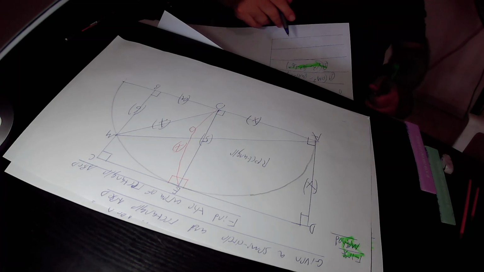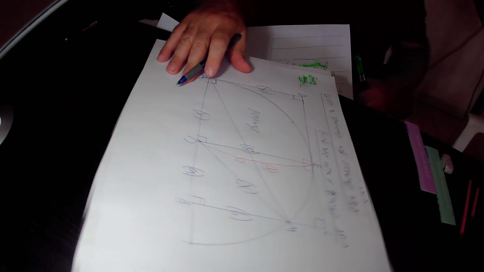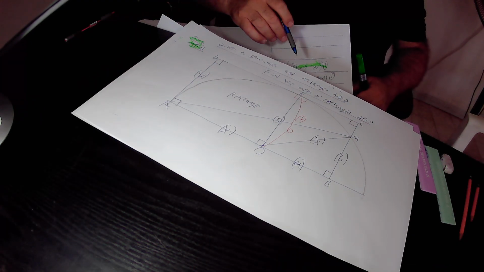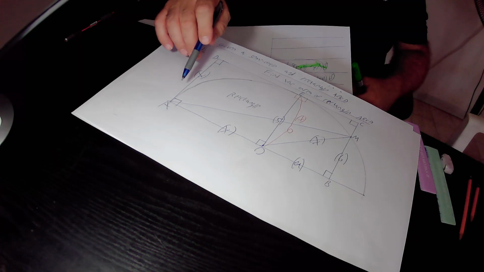In the next step, I'll copy the big right triangle with sides A and B to a new page, and we will implement the Pythagoras theorem on this big right triangle with sides A and B.